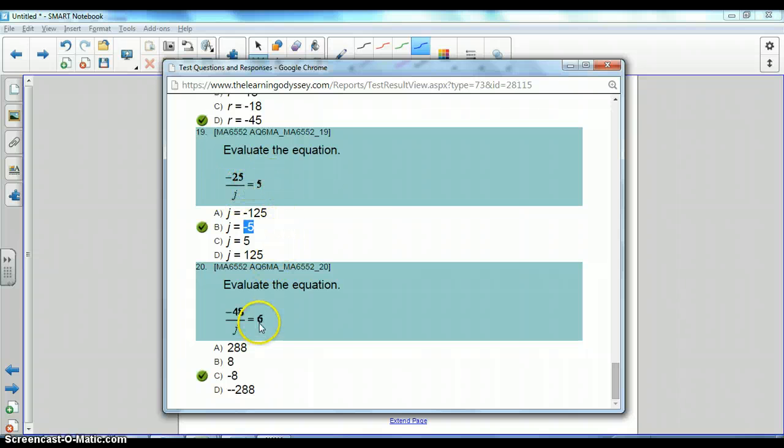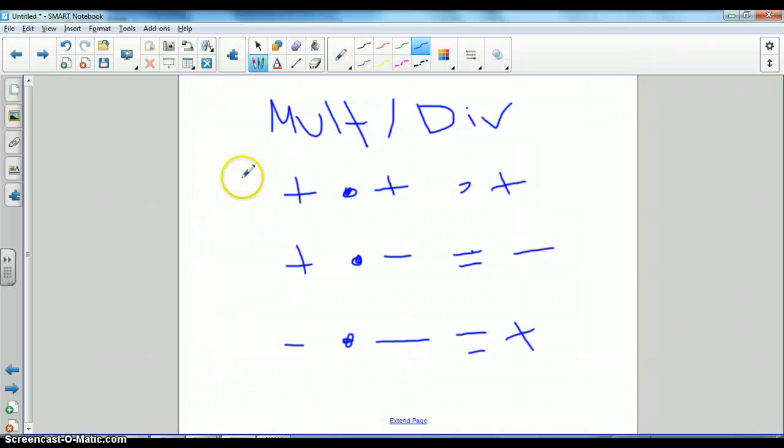You could also think of it as, what number would I multiply times 6 to get negative 48? I'd multiply negative 8 times negative 6 to get me negative 48. Or I'd multiply positive 5 times negative 5 to get me negative 25. Okay, I hope this helped.